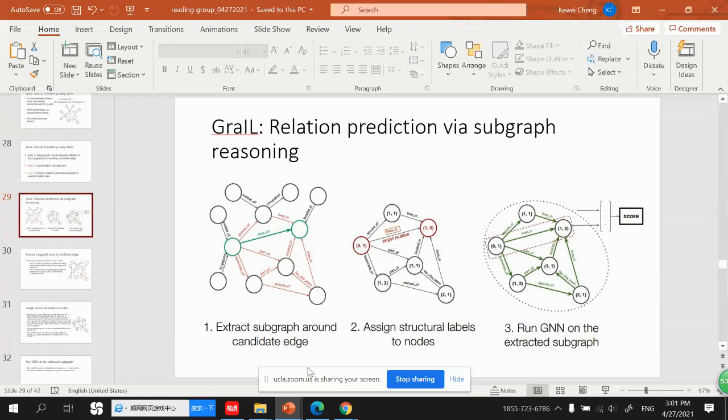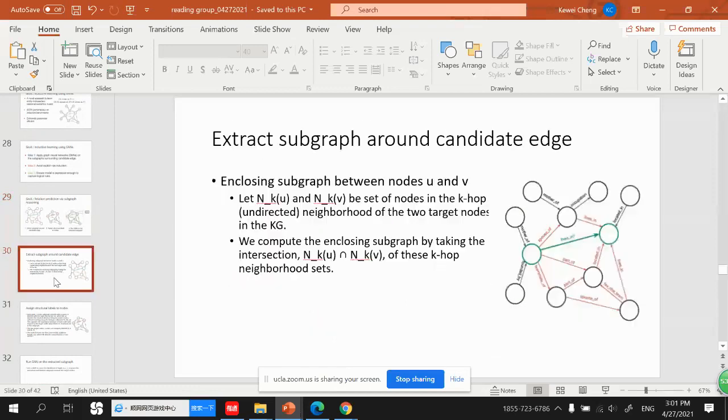So the first part is that it will first extract a subgraph around the candidate edge, and then it will try to assign structure labels to nodes, and then it will run GNN on the extracted graph. And now we will introduce each step one by one. So for the first step, the idea is still similar.